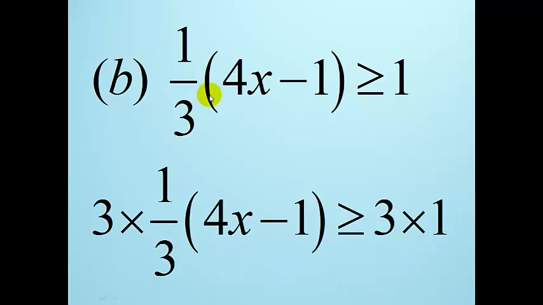Now we consider the example in B. 1 over 3 into bracket 4x minus 1 is greater than or equal to 1. Now here you also multiply through by the LCM, and the LCM is 3. So we multiply the left hand side by 3, and that is how come we have 3 times 1 over 3 into bracket 4x minus 1. This is greater than or equal to. We also multiply the right hand side 1 by 3, and that is how come we have 3 times 1. Now 3 will cancel 3, and we are left with 1 times 4x minus 1, that is 4x minus 1, greater than or equal to. When we multiply 3 by 1, the result is 3. Now let's proceed.